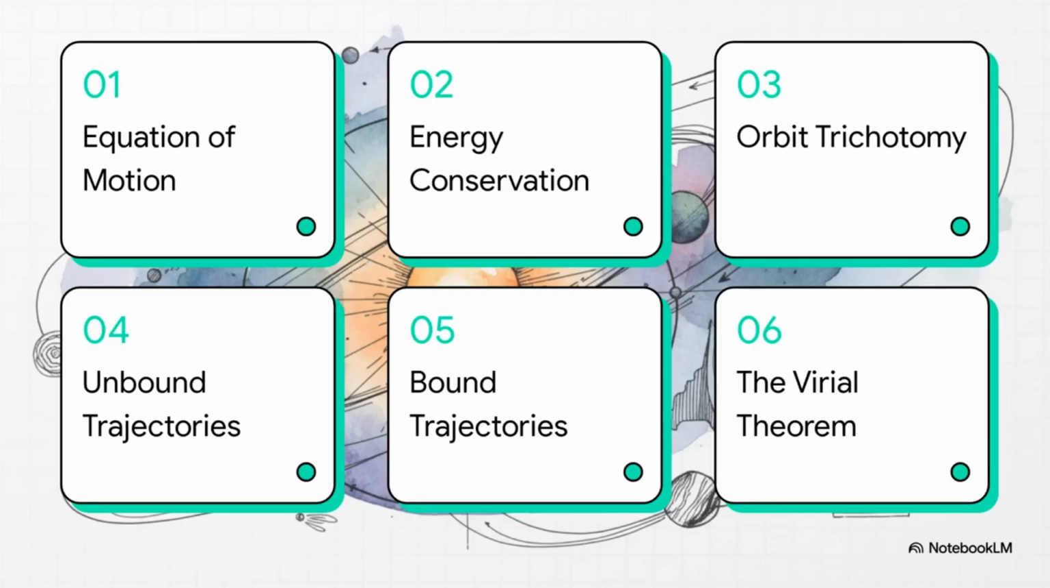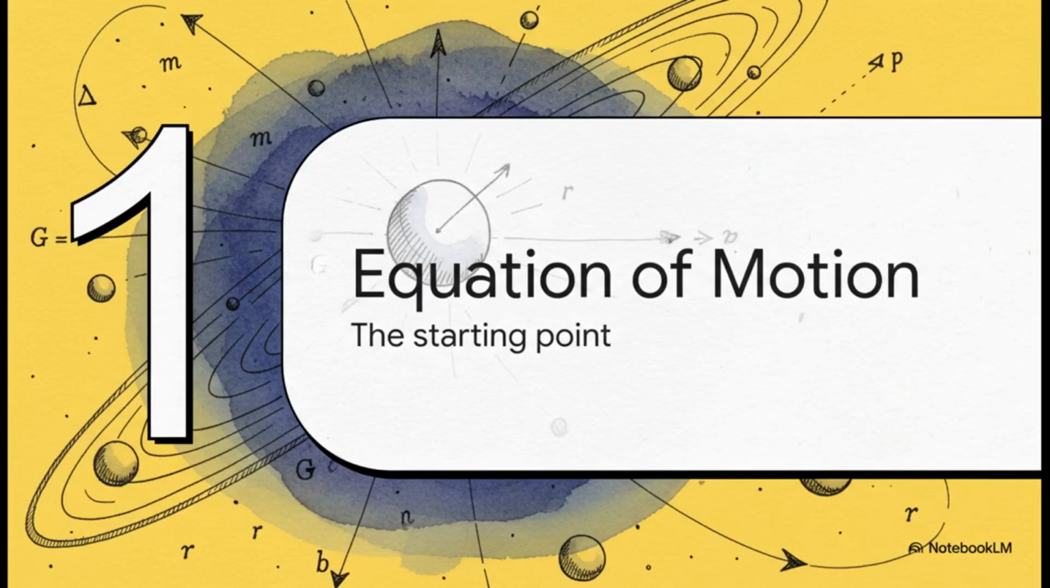We're going to follow a very logical path, starting with the bedrock foundation, the equation of motion itself. From there, we'll derive the law of energy conservation. That law will then naturally reveal the three possible types of orbits. We'll look at the ones that escape, the ones that are trapped, and we'll finish up with a really powerful result called the Virial theorem. Okay, let's start at the very beginning.